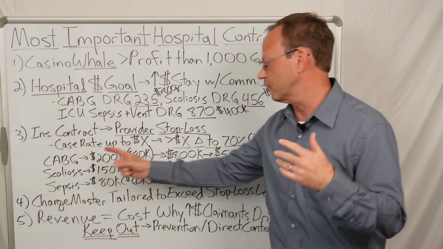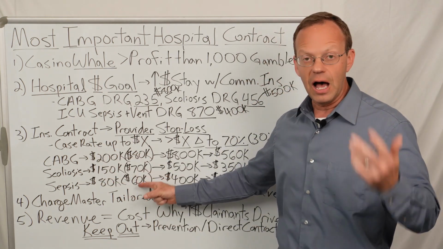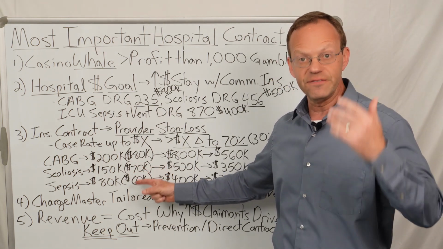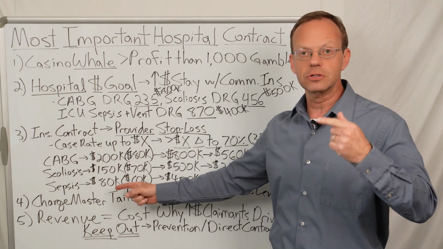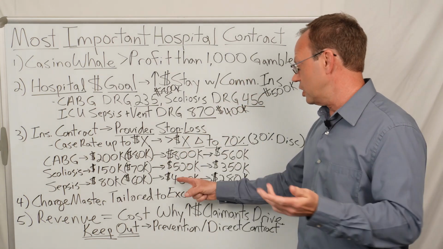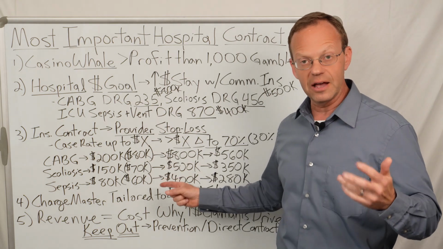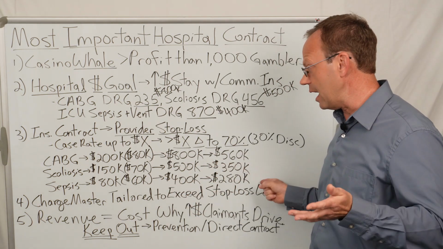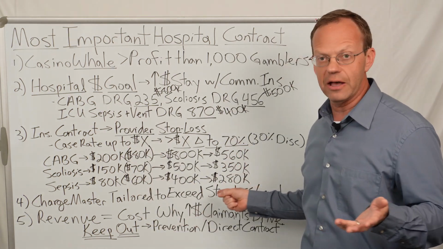Okay, in our final example, for the sepsis, the provider stop-loss contract might say, okay, the hospital will accept $60,000 as the fixed case rate up to billed charges of $80,000. However, once the billed charges exceed $80,000, then they'll be paid at 70%. So in this case, it was a $400,000 ICU stay, and $400,000 times 70% means that the hospital was paid $280,000. Look at that. It went from $60,000 to $280,000.